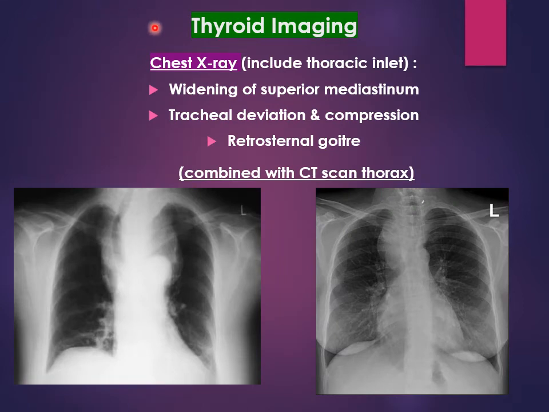Thyroid imaging consists of chest X-ray, which I mentioned, including the thoracic inlet, where you can see a widening of the superior mediastinum. Can you see here? Widening of the mediastinum, with tracheal compression and deviation of the trachea. Here again, a mediastinal tumor, which is a goiter, retrosternal goiter, which causes pressure and compression on the trachea or bronchus.